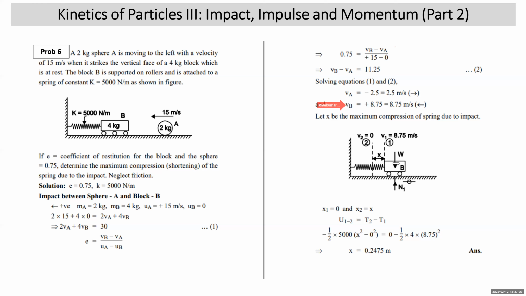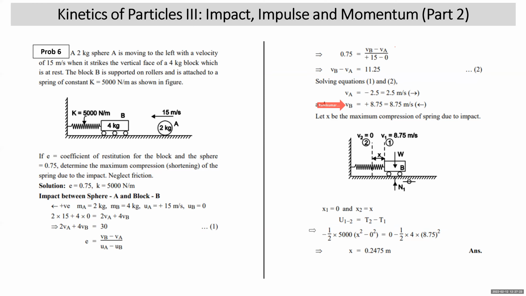Now, when the block is in position 1, we'll apply work energy principle between 1 and 2. In position 1, deformation of the spring is nil, so x1 is 0. In position 2, deformation of the spring is x. So we apply work energy principle between 1 and 2. Mind it that weight will not do work, normal reaction will not do work, right? Friction is not there, so only spring force will do the work.